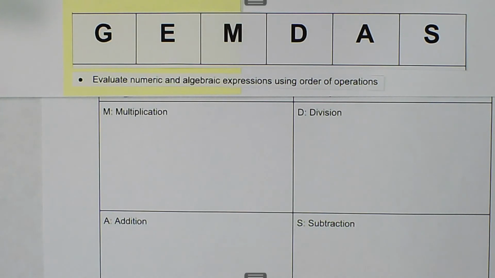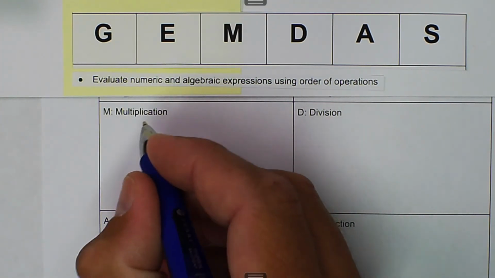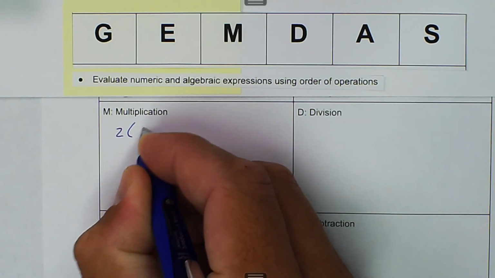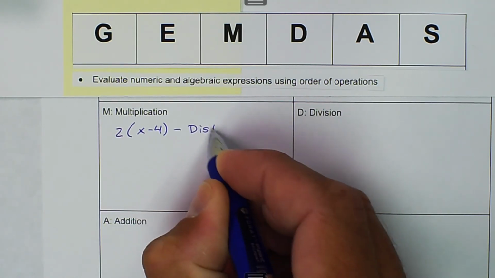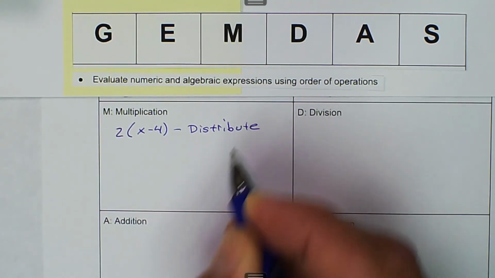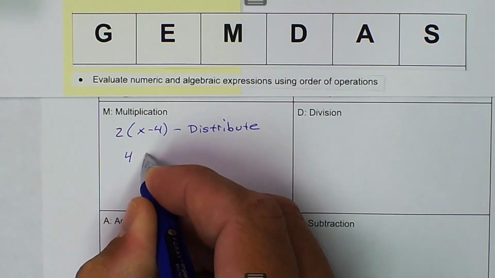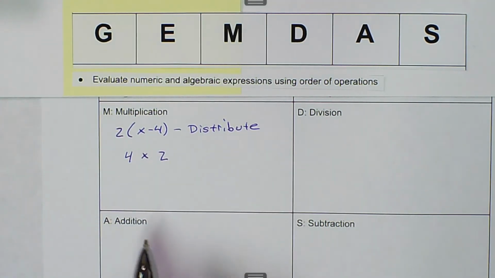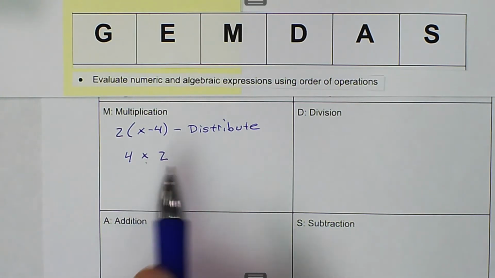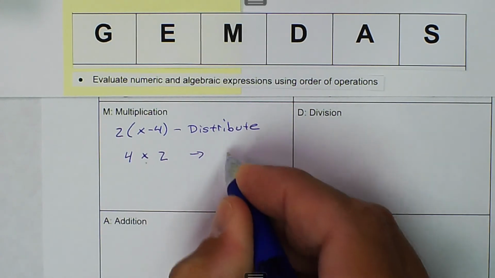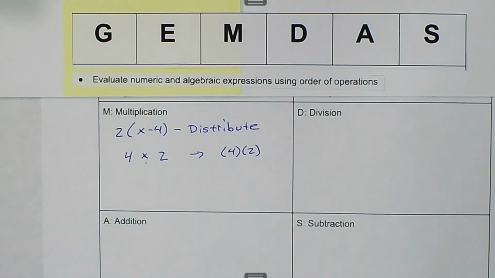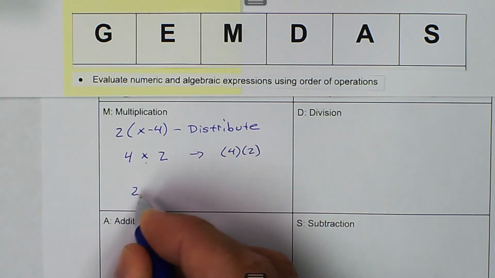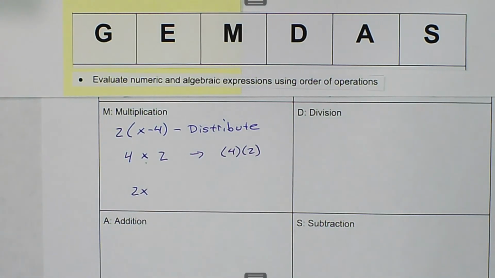Multiplication, different ways that we've seen multiplication. We could see 2 times x minus 4. In this case, if we were going to do multiplication, we'd have to distribute. A lot of times we see 4 times 2. We want to kind of get rid of using that x in there. A better way to write this would be 4 times 2 with the 2 in parentheses. Or if we had a constant or coefficient written next to a variable, that also means multiplication.